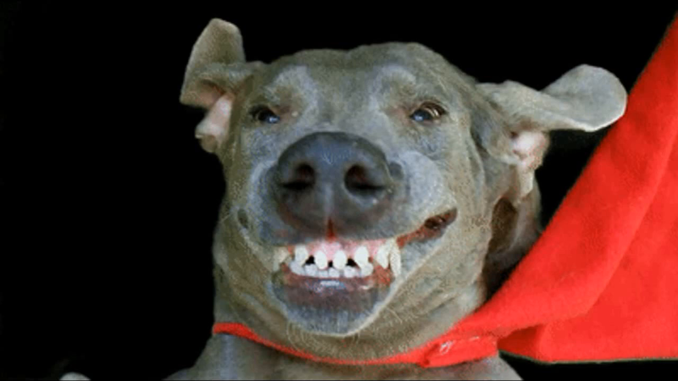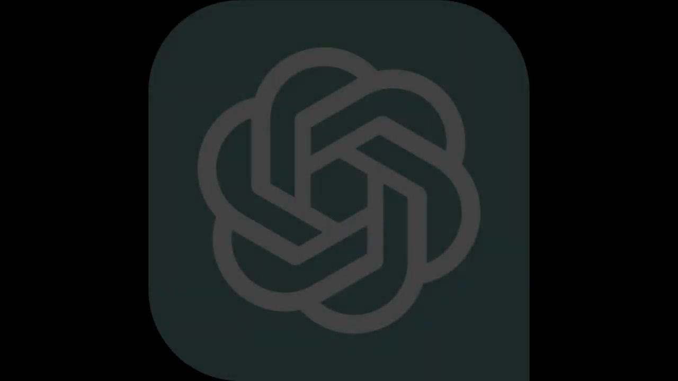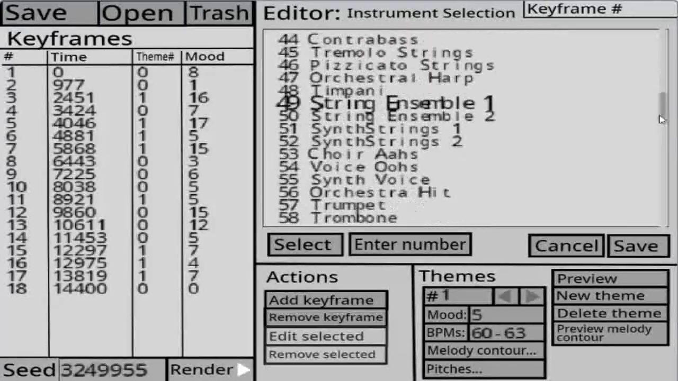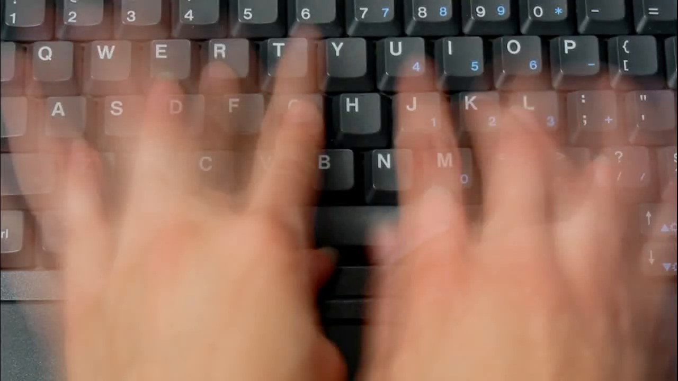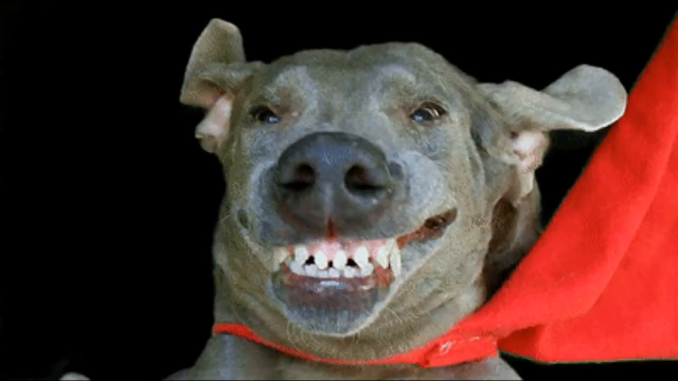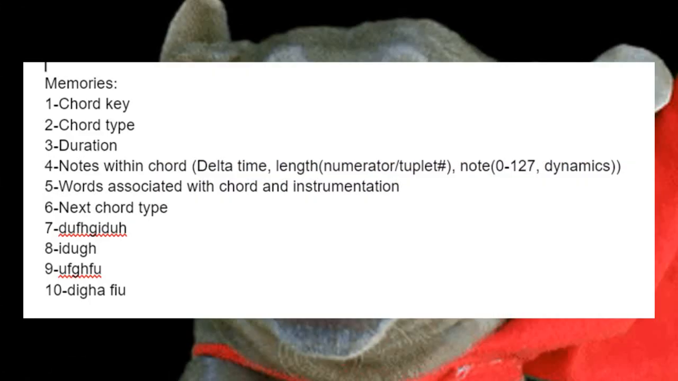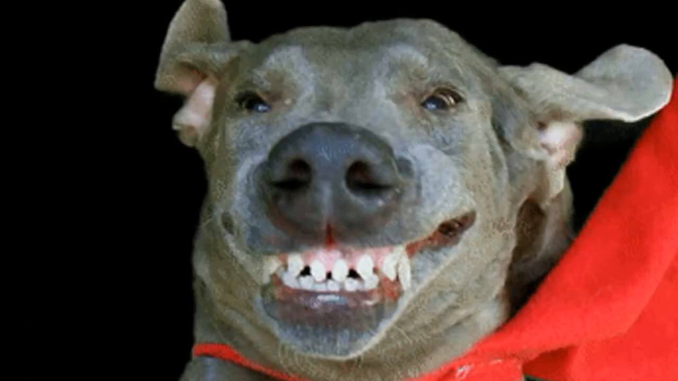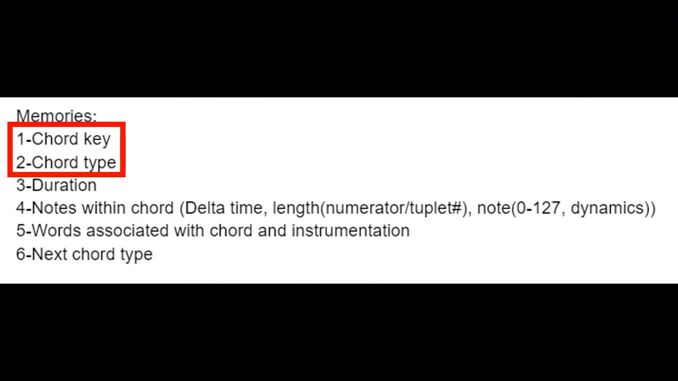So for this AI, I will make it text-based, so instead of clicking buttons on screen, you can click even more buttons physically. So here is how the AI will create memories. Before I explain, note that I will probably end up adding more once I start making the AI. Anyways, the memory starts off by defining the chord type and key.